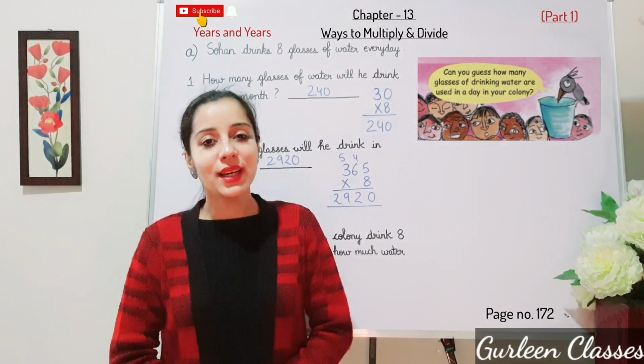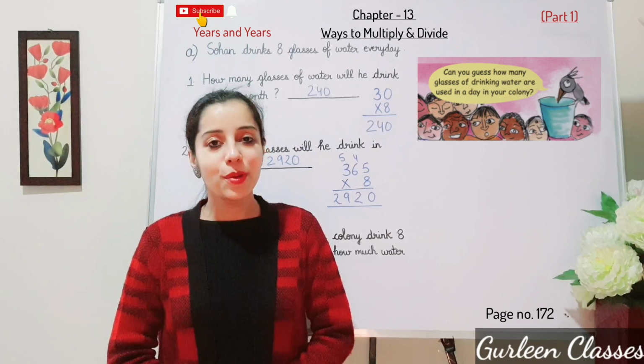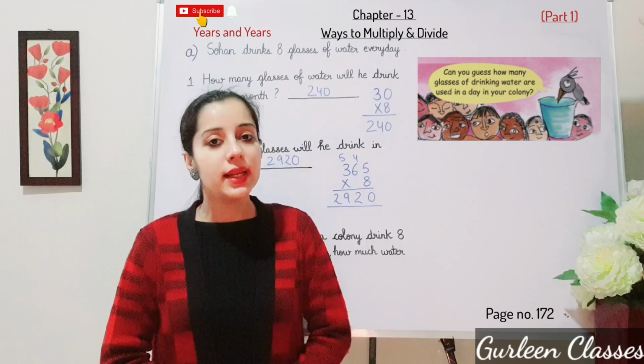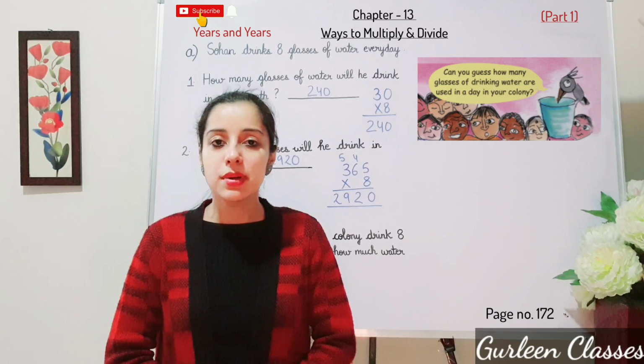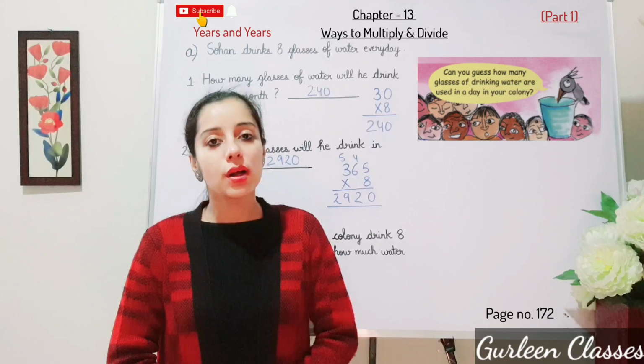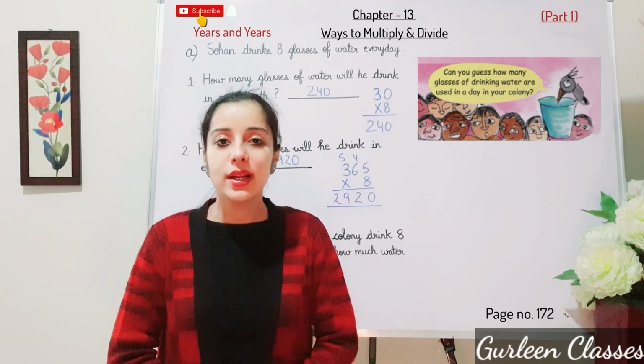Students, that's all for today's class. I hope you all have understood Tulin ma'am's class. So chapter number 13, part 1, NCERT book questions from page number 170 to 172 we have completed. Practice all these questions at home. I'll continue in our next class.